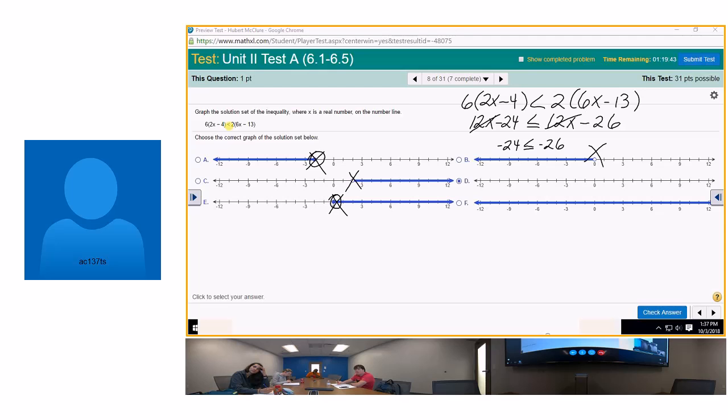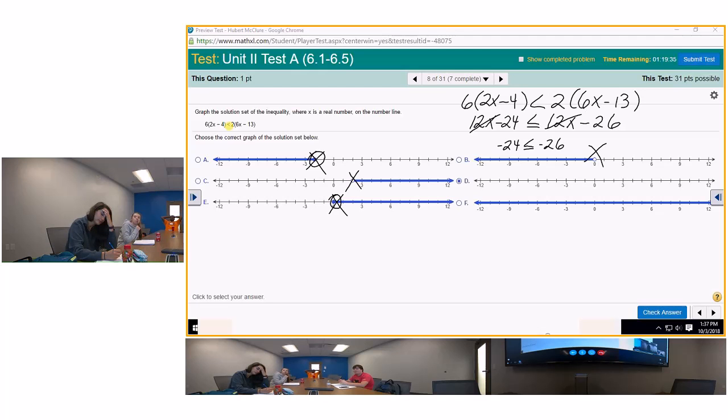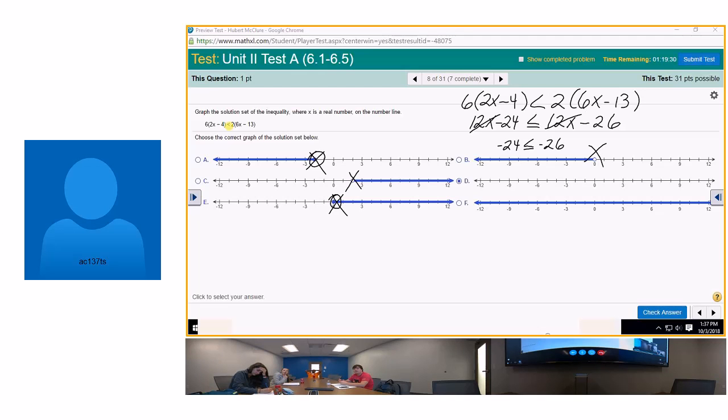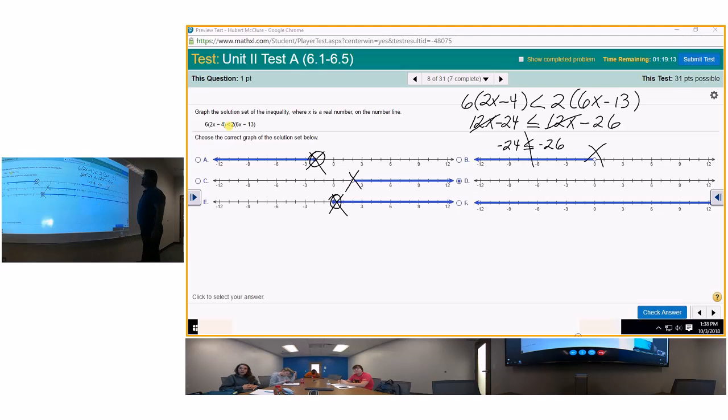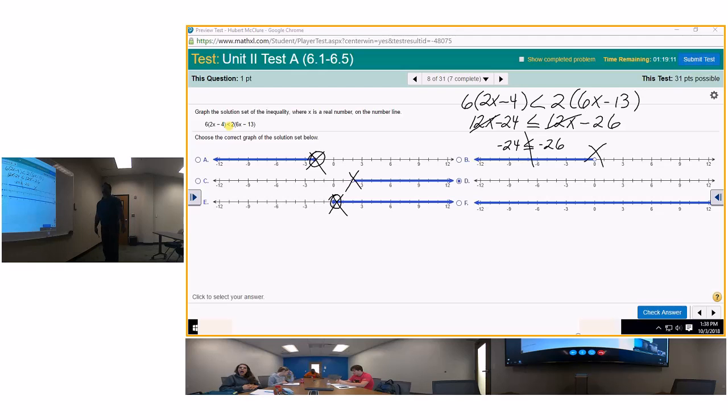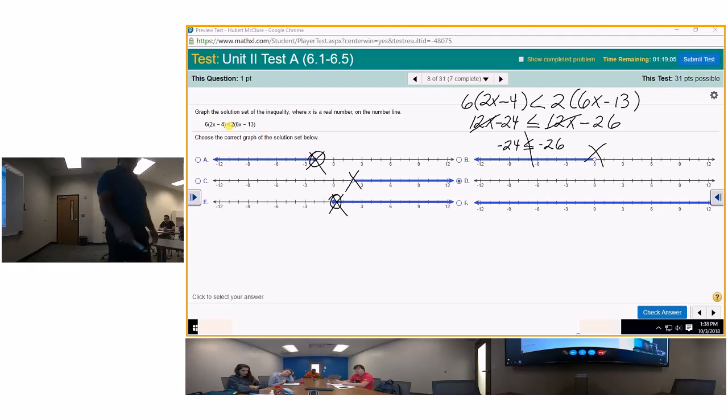Think about your bank account. Which one's greater? 24. Negative 24. What's better to have in the bank? Negative $2,400 or negative $2,600? Negative $2,400. Negative 24 is higher. It's greater than negative 26. So this statement is what? False. So you draw a big cross through there because it is not true. If it is not true, then you have no solution.